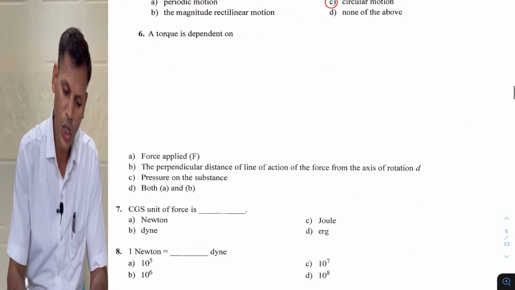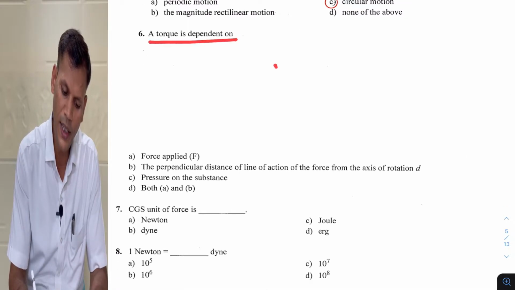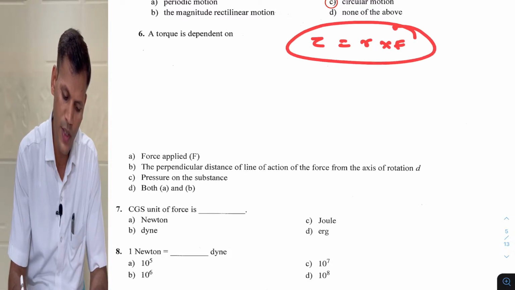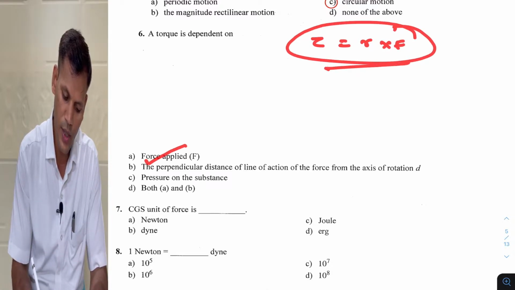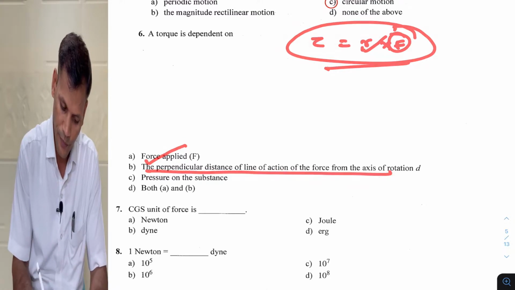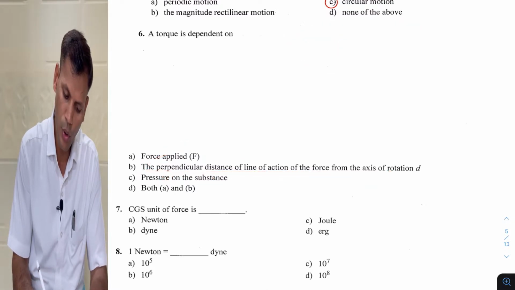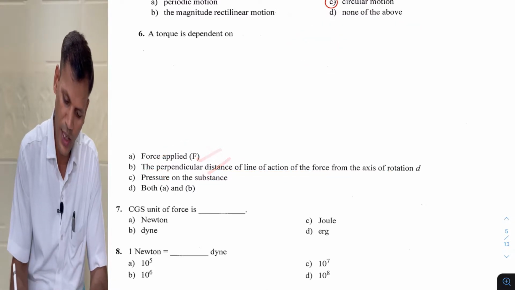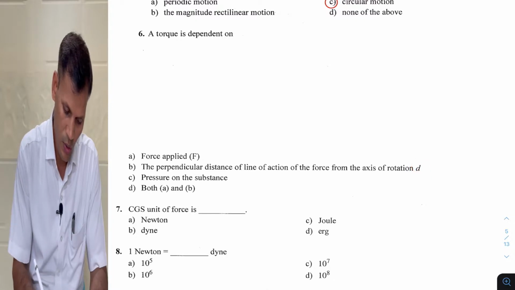Next, torque. Torque is R into F. From here we have to decide. One is the force applied, another is the perpendicular distance. Both are correct. It does not depend on the pressure. So both A and B, force and distance. So the answer will be D.